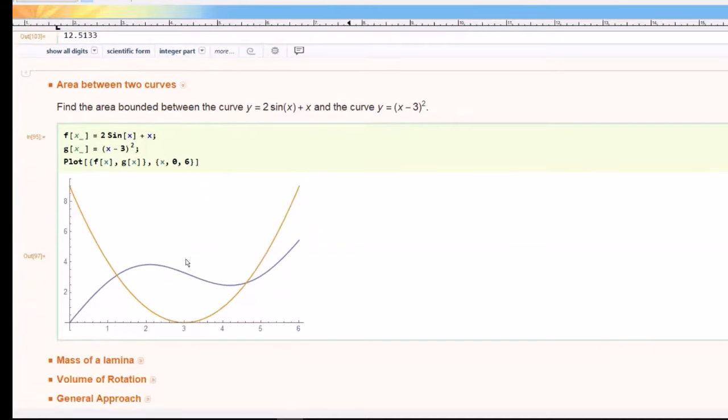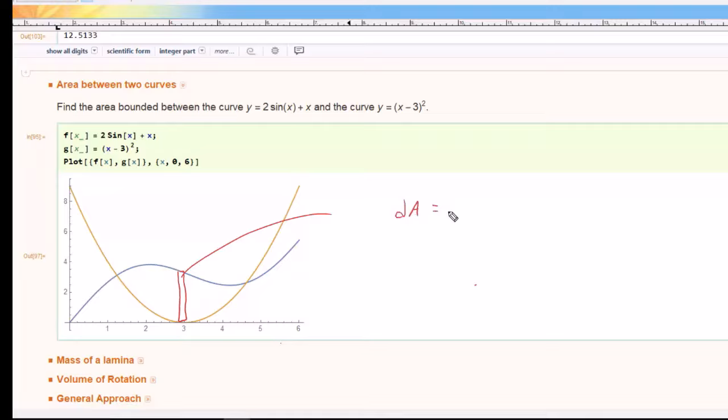So now we want to find the area bounded between these two curves, y equals 2 sine of x plus x like we had before, and the other curve is y equals (x minus 3) squared. So let's follow that same general approach. I don't have a formula for this in general, so I'll cut a small slice of this value I'm trying to figure out. I'm going to call it dA.